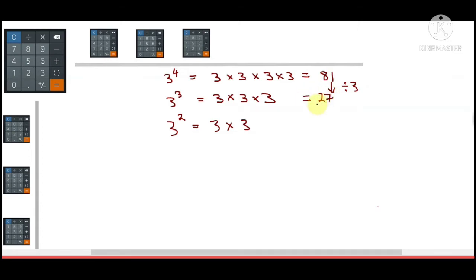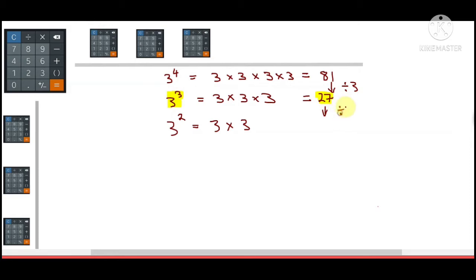Now look at this. 27 does indeed match 3 to the 3rd power, which is equal to 3 times 3 times 3. 3 3's 9, 3 9's 27. So look at that. The pattern is being established here. As we go downwards, we are dividing by 3. So let's continue.